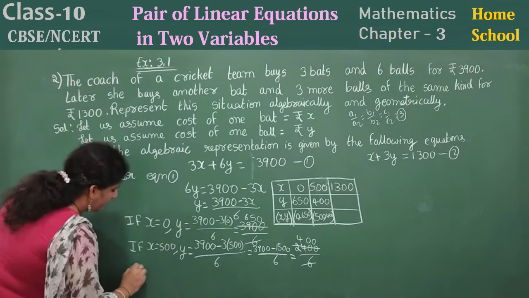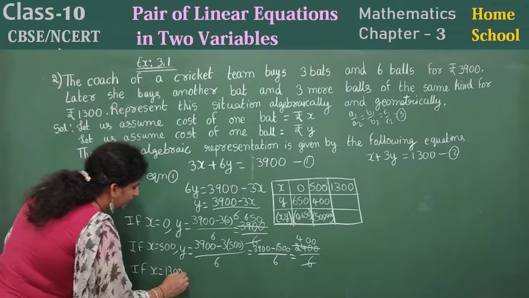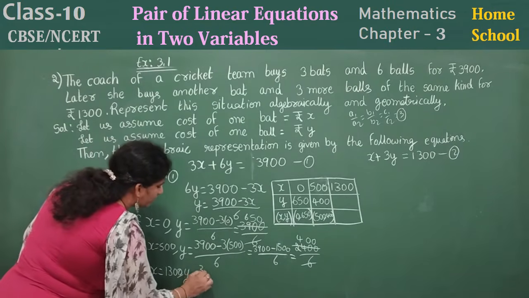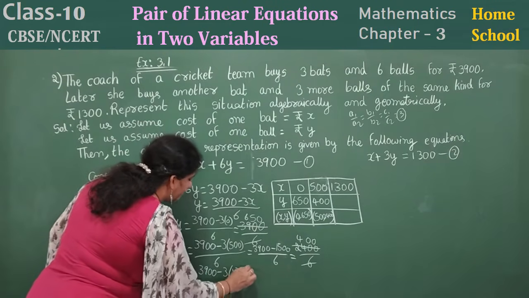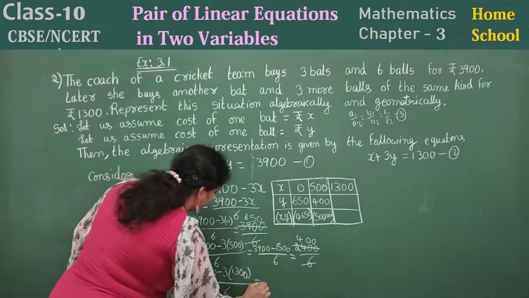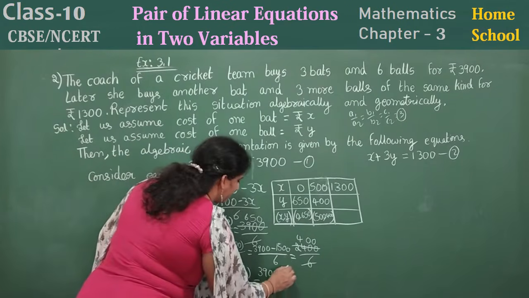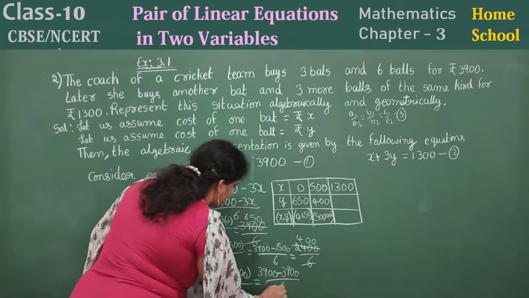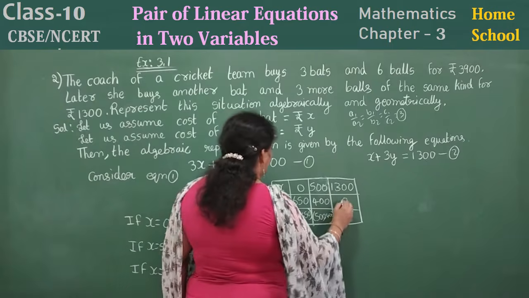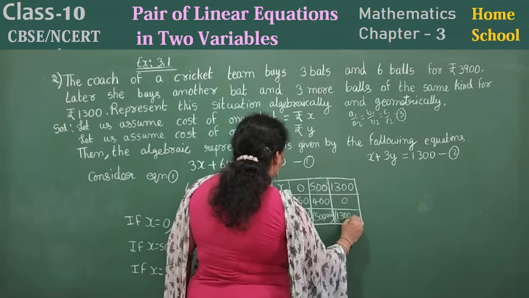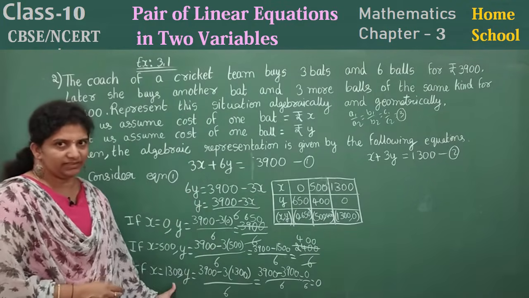Now, one more number I have taken, x is equal to 1300. Y is equal to (3900 minus 3 into 1300) by 6. That will be 3900 minus 3900, and 0 by 6 will be 0. Then this will be 0. 1300 comma 0. The table for one equation is completed.